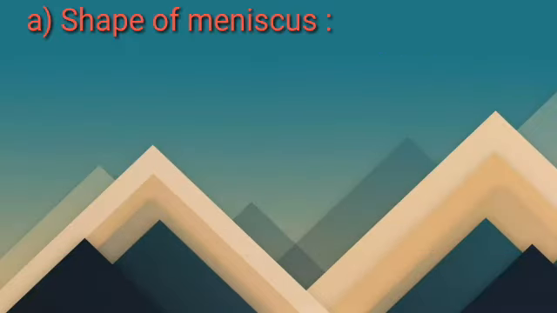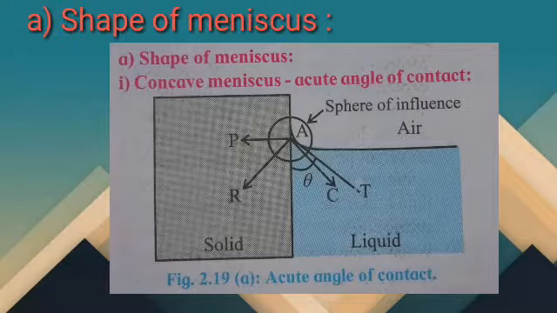Phenomenon of angle of contact on the basis of intermolecular force. The shape of the meniscus, that is, a concave meniscus, is formed by an acute angle of contact. Consider kerosene taken in a glass bottle. The figure shows the acute angle of contact of a liquid surface. Consider a molecule such as A on the surface of the liquid near the wall of the container. Its sphere of influence is partially in liquid, partially in solid, and partially in air as shown in the figure.